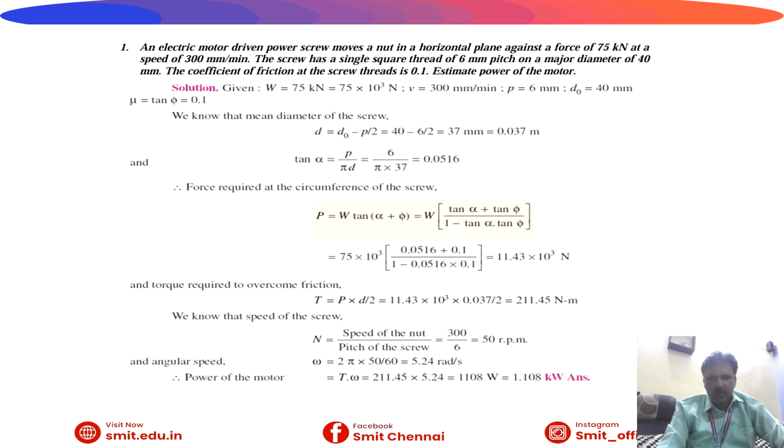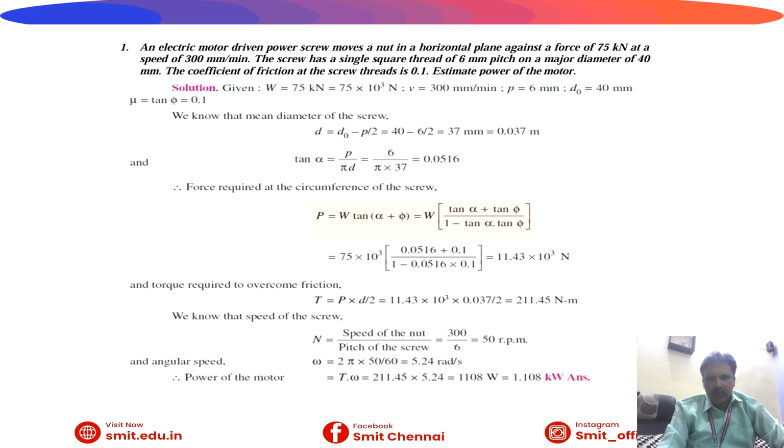So it is 2π × 50/60, that is 5.24. So kindly go through the formulas. In this type of problem, you have to study the formulas. Without knowing the formulas, it's very difficult to solve the problems.